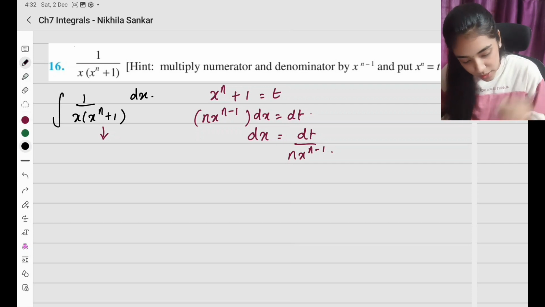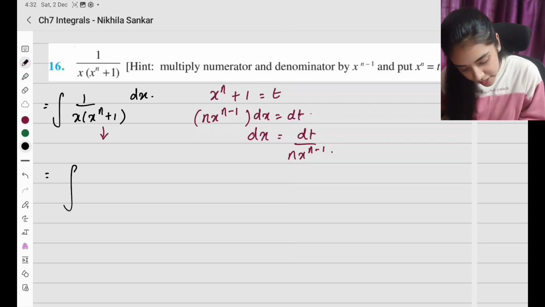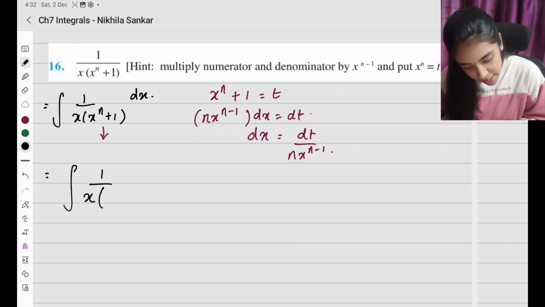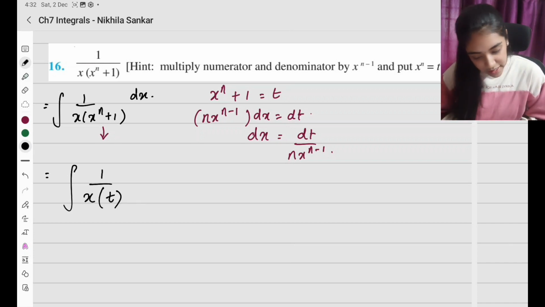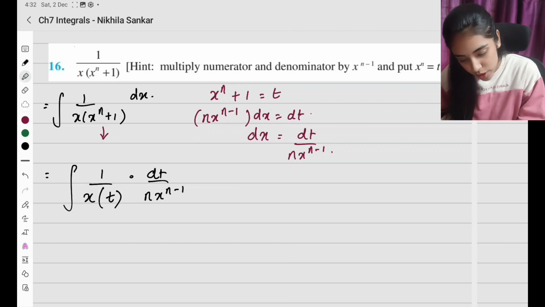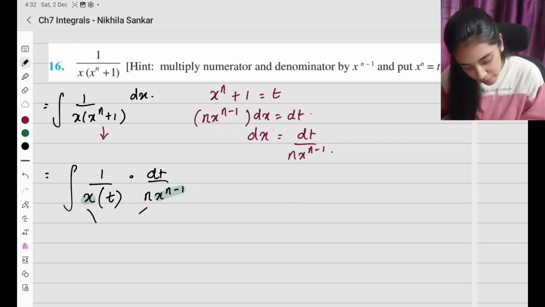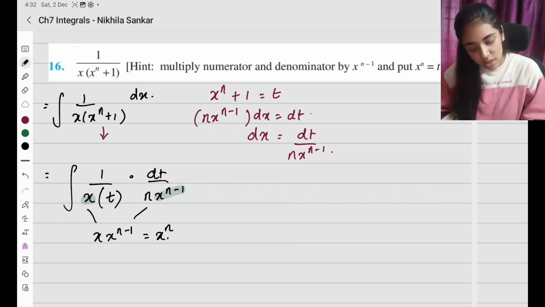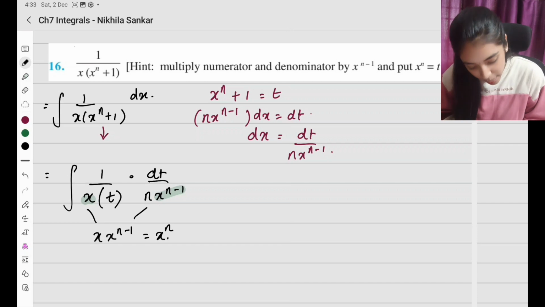Now let's see what happens when we substitute. I have integral 1 divided by, let x be there, times x to the n plus 1 is going to be t, times dx, which is dt divided by n x to the n minus 1. What do you see here? I have x here and x to the n minus 1. What happens when I club these two terms? X times x to the n minus 1 is nothing but x to the n. Correct? When I add, I have x power 1 plus n minus 1. This is nothing but x to the power n.